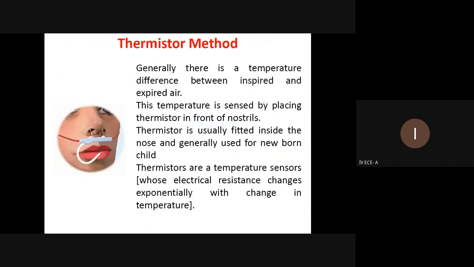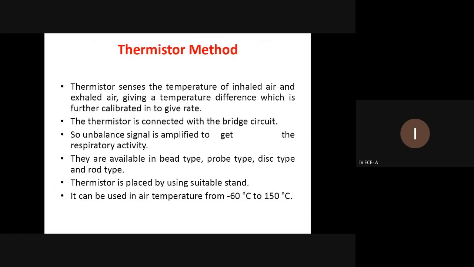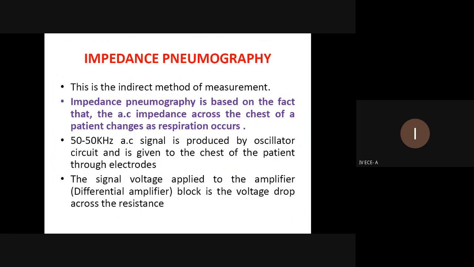Okay, so this is the thermistor method. Generally, there is a temperature difference between inspired and expired air. This temperature is sensed by placing a thermistor in front of the nostrils. The thermistor is usually fitted inside the nose and generally used for newborn children. The thermistor method, connected to the bridge circuit, can be used in air temperature from minus 60 degrees to 150 degrees Celsius.